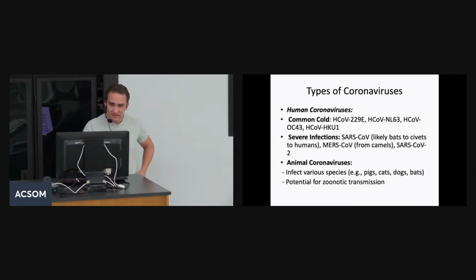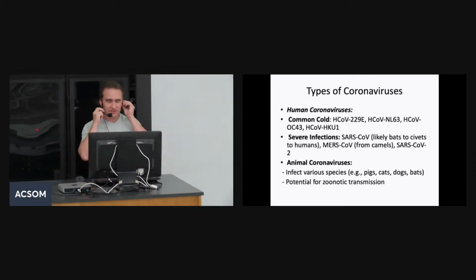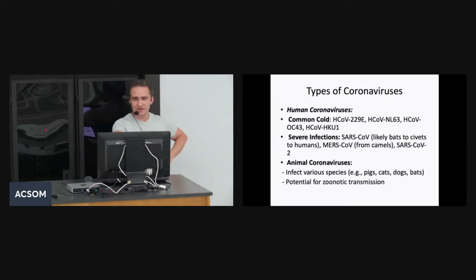SARS-CoV-2, which causes COVID-19, can cause a severe pulmonary infection, and MERS can also cause a severe infection. I think I made a little mistake here. One of them is SARS-CoV, the virus causing SARS, which was in Hong Kong, I think 15, 20 years ago.